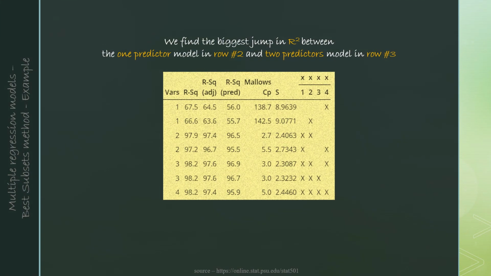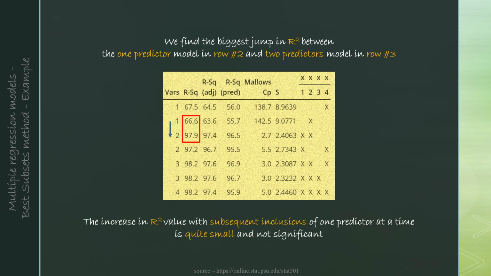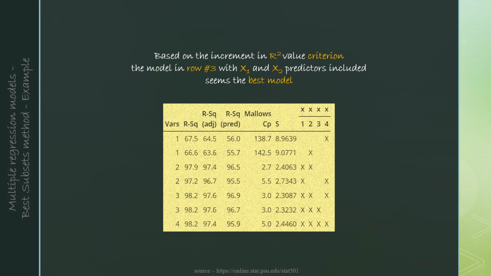We find the biggest jump in R square between the 1 predictor model in row 2 and the 2 predictors model in row 3. The increase in R square value with subsequent inclusions of 1 predictor at a time is quite small compared to the above and not significant. Therefore, based on the increment in R square value criteria, the model in row 3 with x1 and x2 predictors included seems to be the best model.